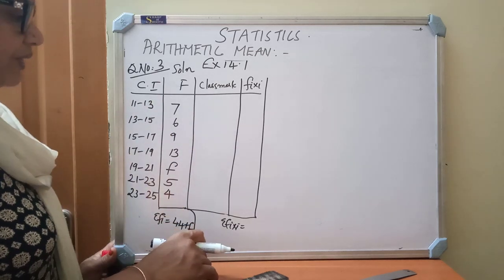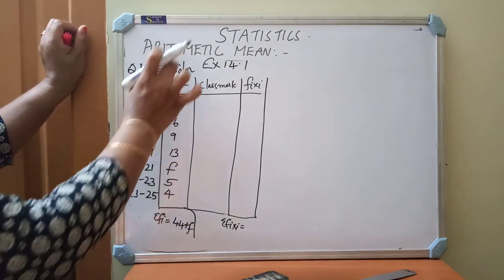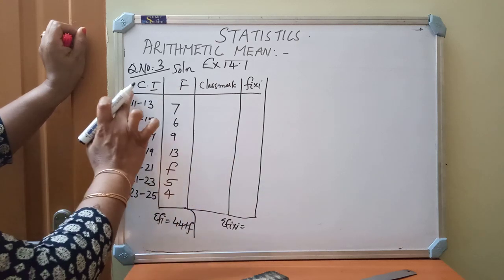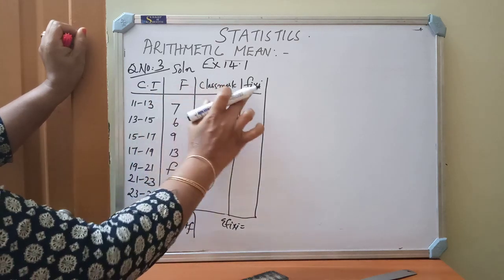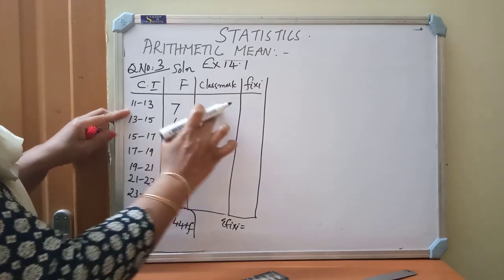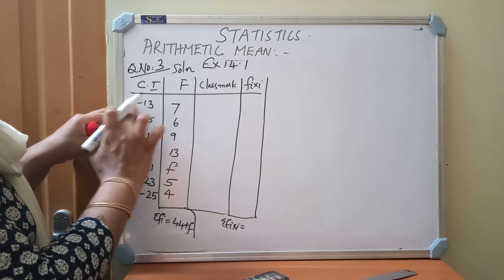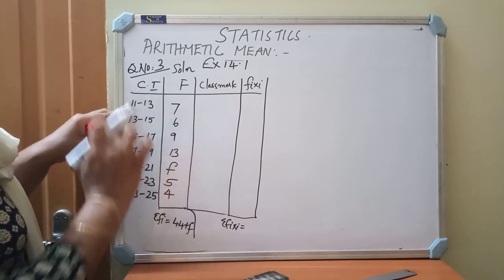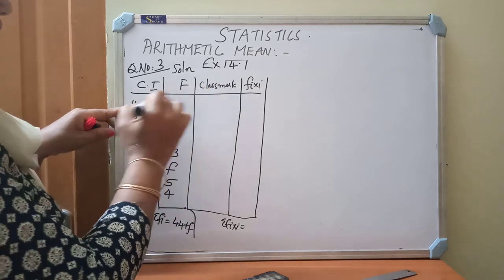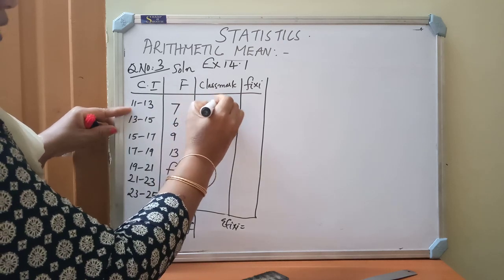For that, first we will see class interval, frequency. For doing the direct method, these are the column headings: class interval, frequency, class mark, and fi xi. So first let us see what the class mark is: lower limit plus upper limit whole divided by 2. So 11 plus 13 whole divided by 2. Lower limit plus upper limit is 24, 24 divided by 2, 12.